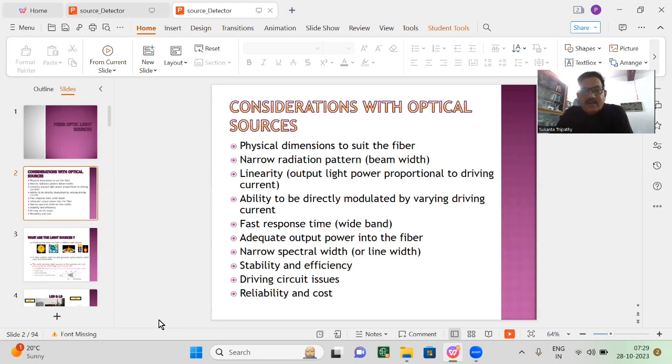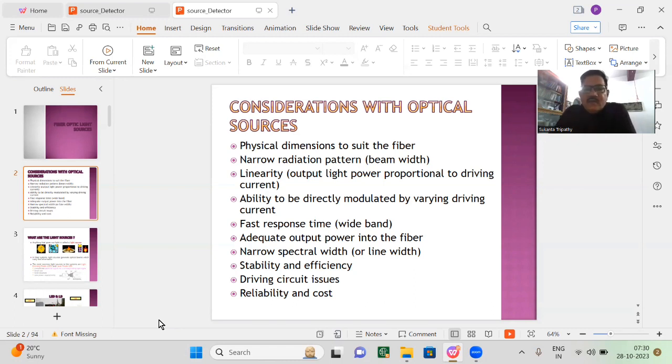And the other criteria like stability, efficiency, reliability and cost should always be considered for any device, and hence we should also consider these criteria for selecting a source.